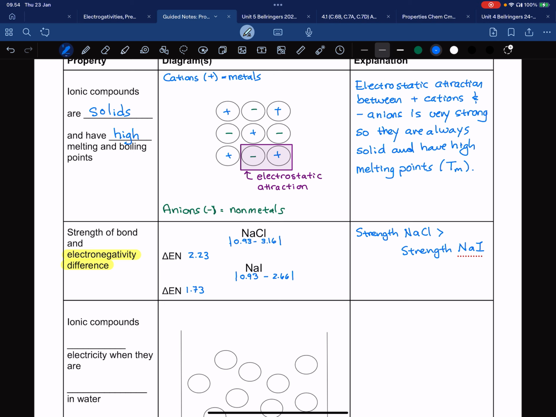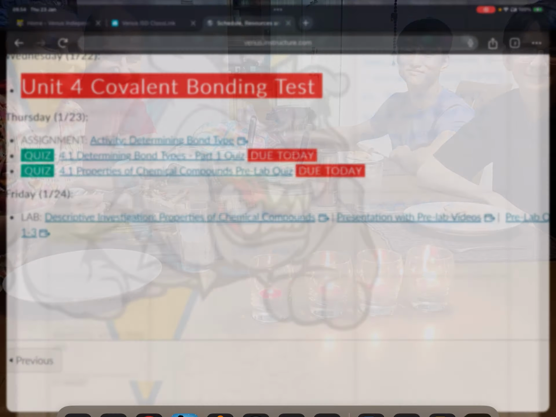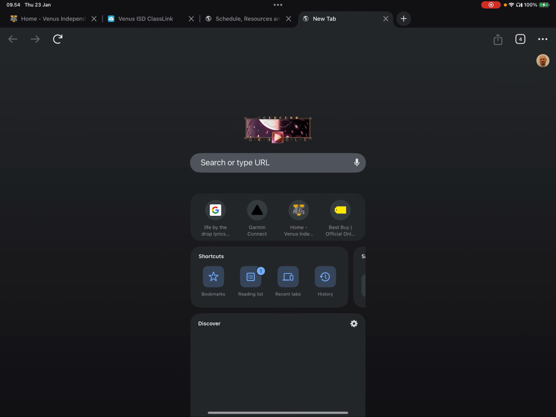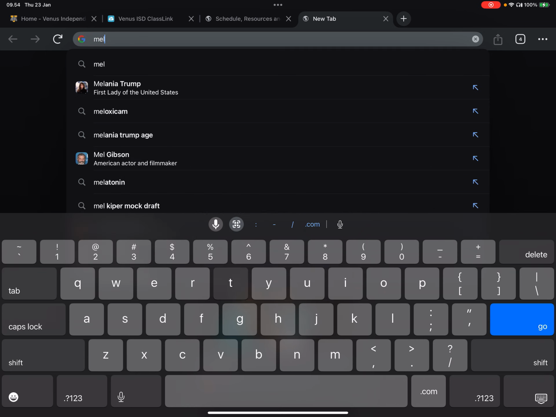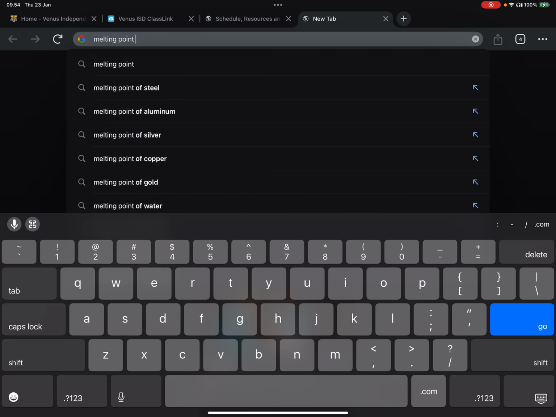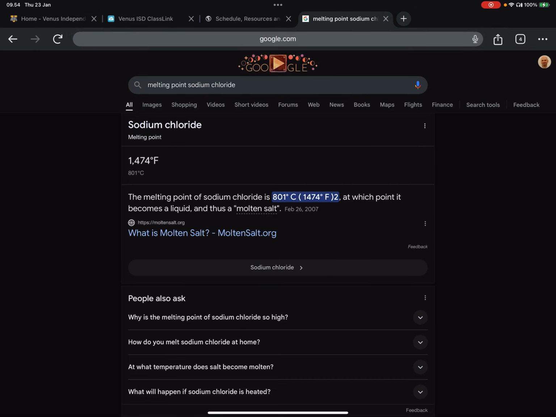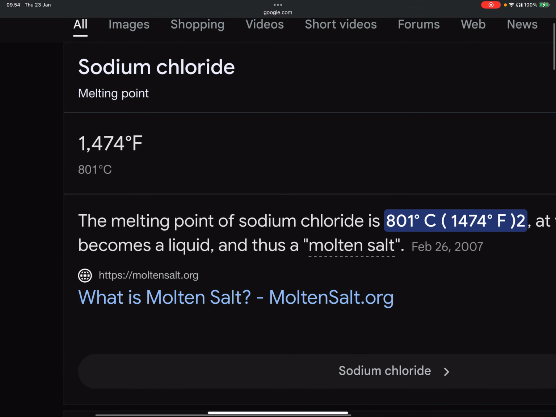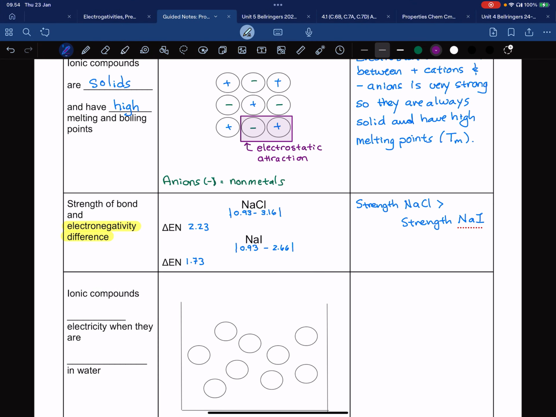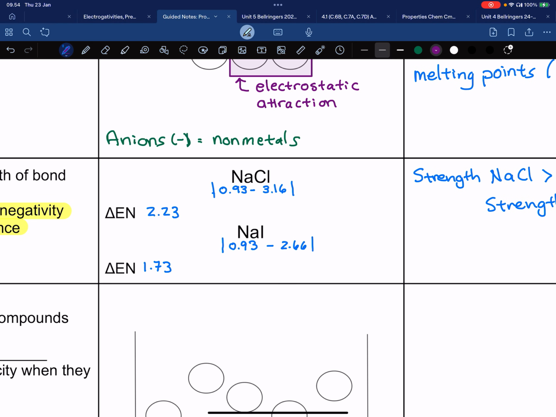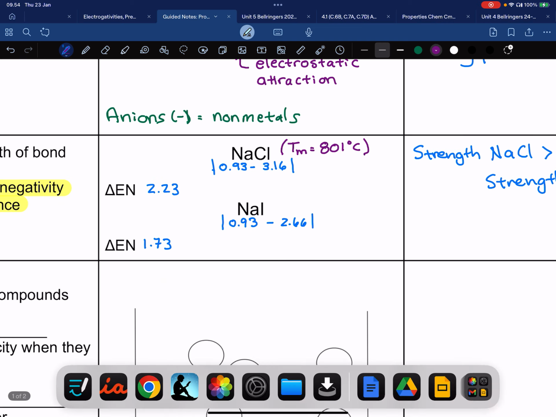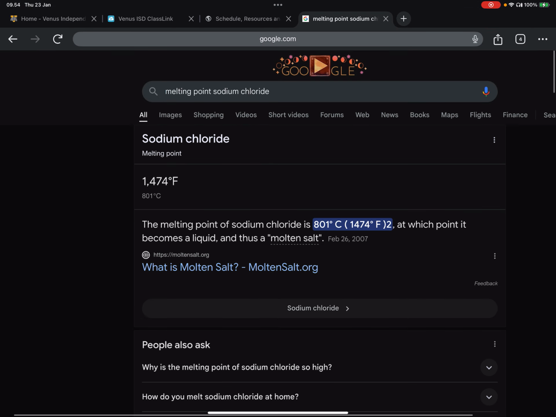All right, well, how can you test that? Well, there's any number of ways that you can test it, but one of my personal favorites is we can simply look up the melting points. So, melting point for sodium chloride is 801 degrees Celsius. So, temperature of melting, 801 degrees Celsius.